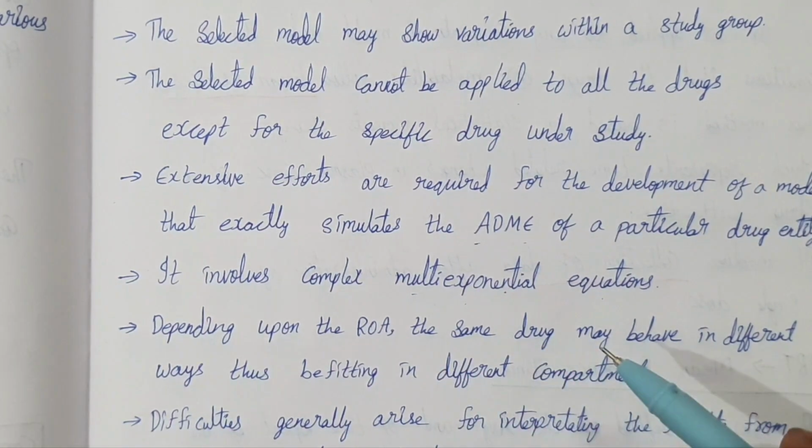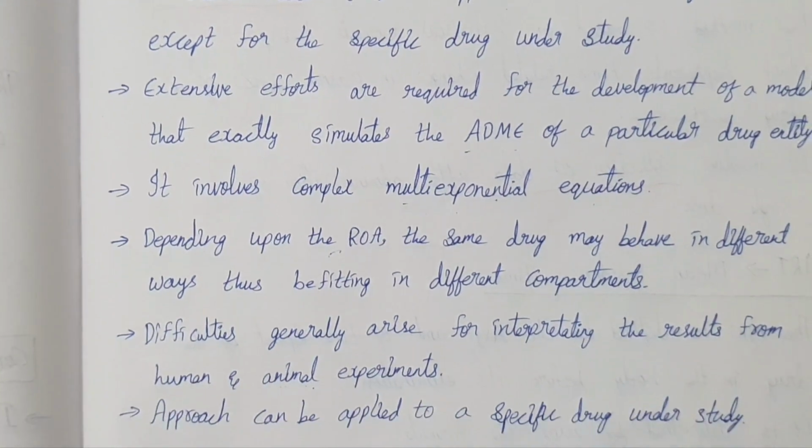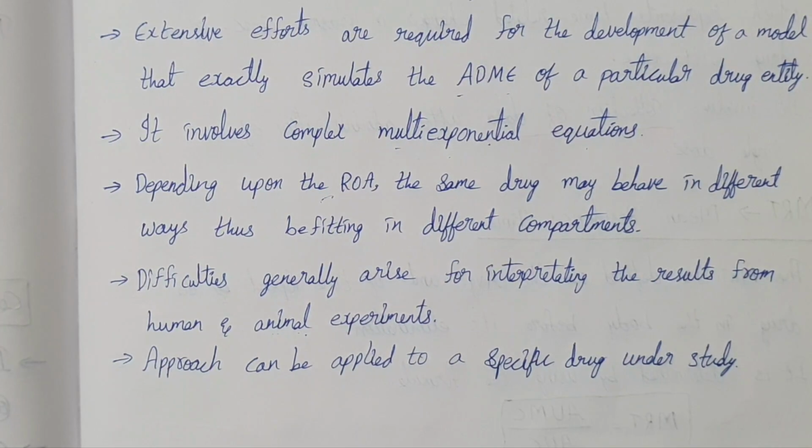A drug might behave differently based on the route of administration, requiring different models. And finally, there are challenges in interpreting results, especially when comparing human and animal studies. And that's all about compartment models in biopharmaceutics and pharmacokinetics.